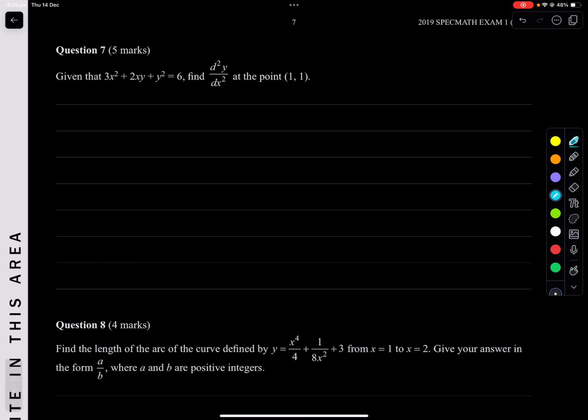Question 7. It says, given that 3x squared this, find d squared y dx squared at the point this. Okay, so we're going to, of course, use implicit differentiation here. So if I derive everything, so writing d dx of 3x squared plus d dx of 2xy plus d dx of y squared and d dx of 6.